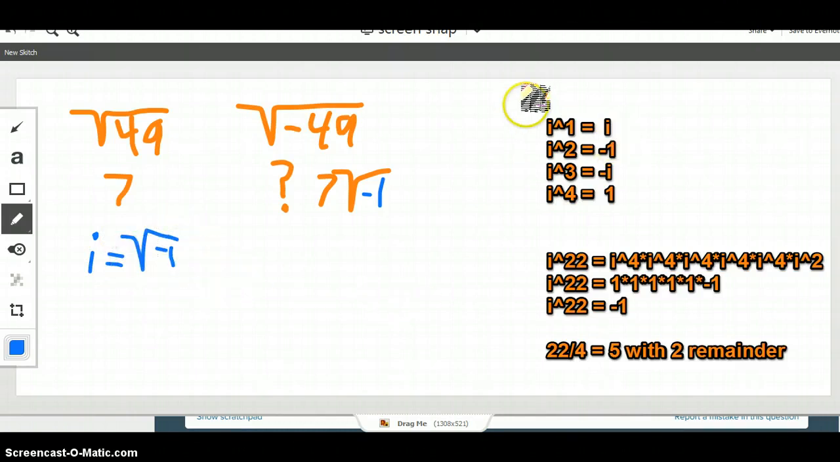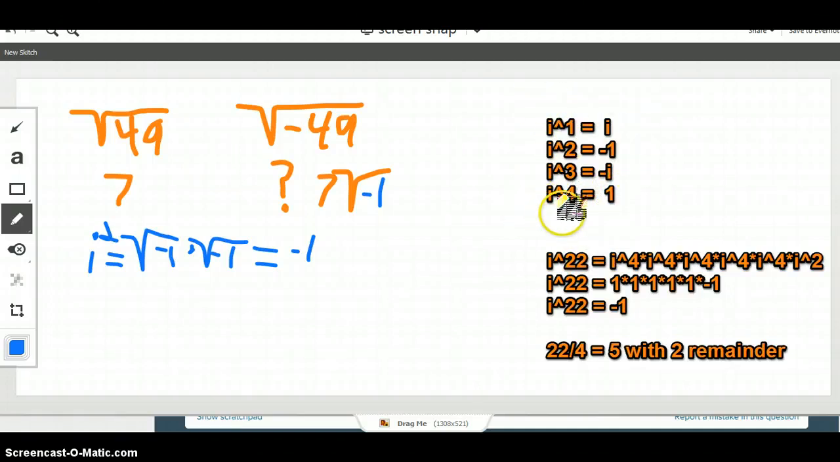So i to the first power is just i, or the square root of negative 1, I mean. And i to the second power is now the square root of negative 1 times the square root of negative 1, which is just negative 1. And then you do that again, and you get negative i. Add one more, and then you have a negative 1 times a negative 1, which is 1. Then it cycles.